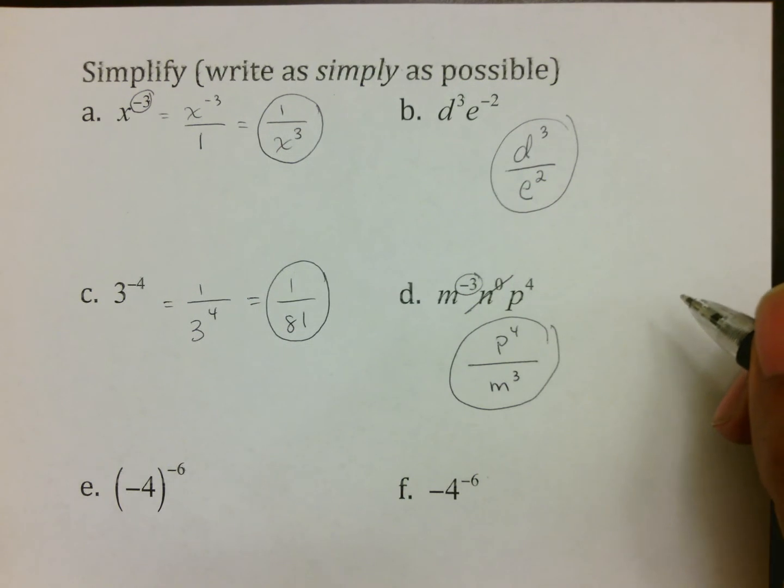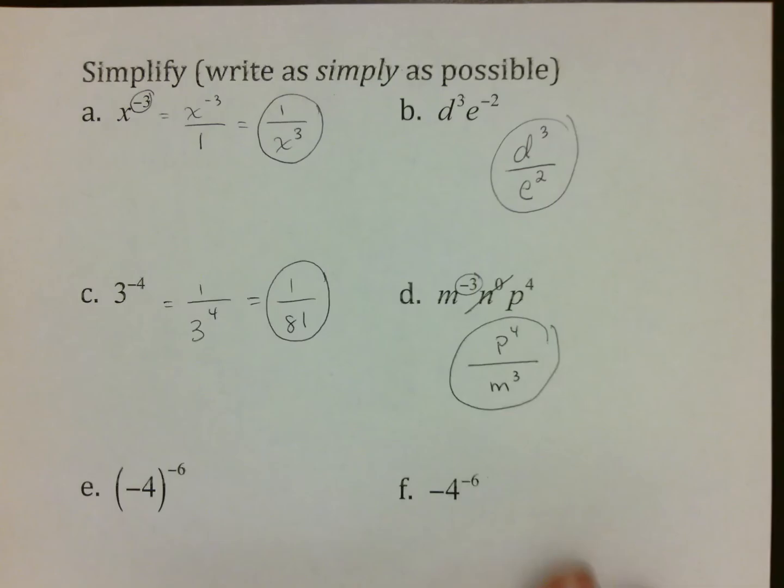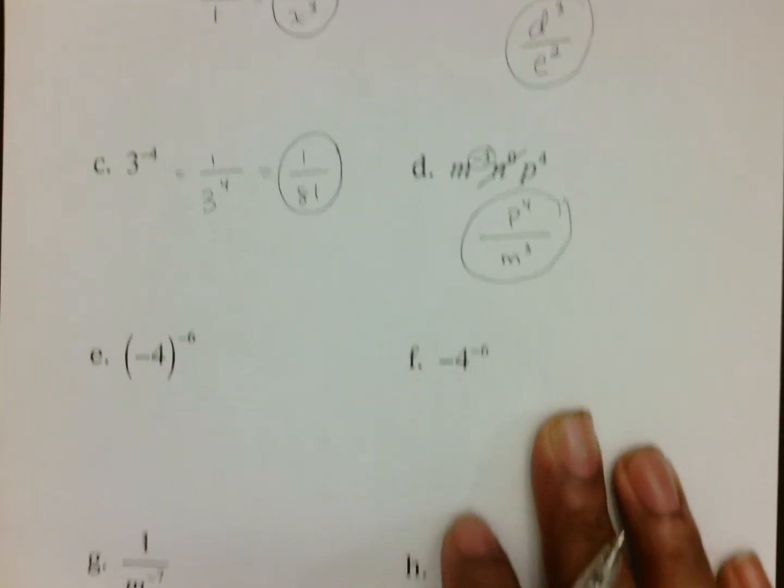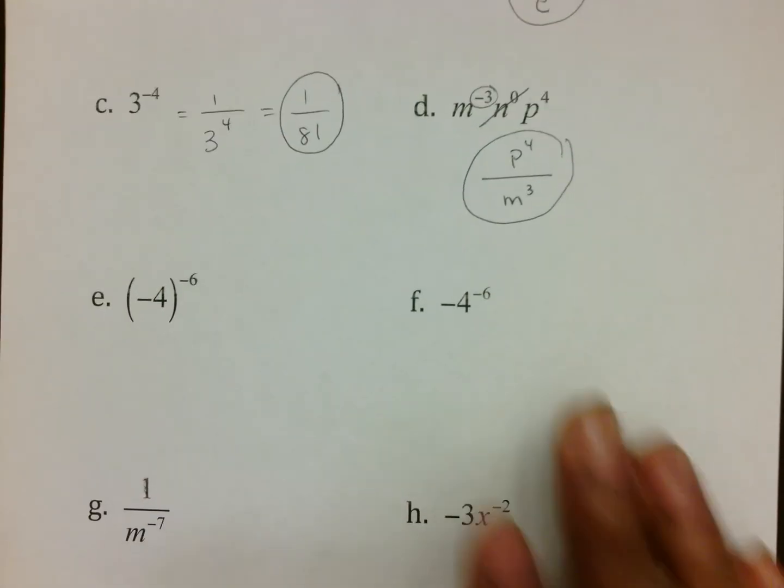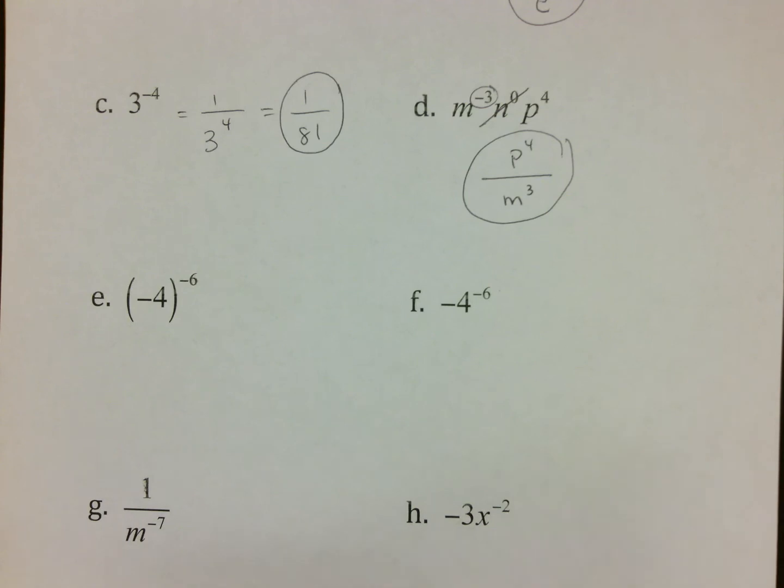All we're really doing is moving numbers around, putting numbers where they want to be, putting variables where they want to be, and writing it in a simpler form. This is nothing really with any kind of algebra yet, because all we're doing is rewriting numbers.